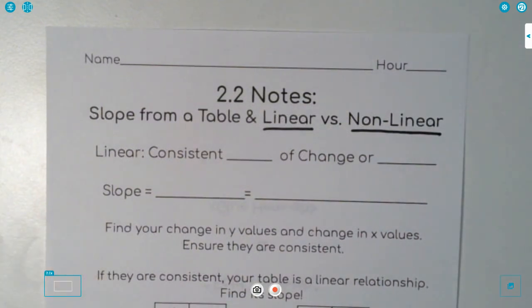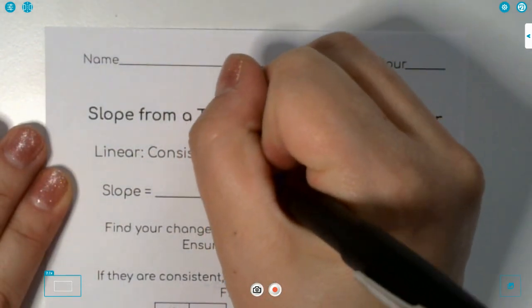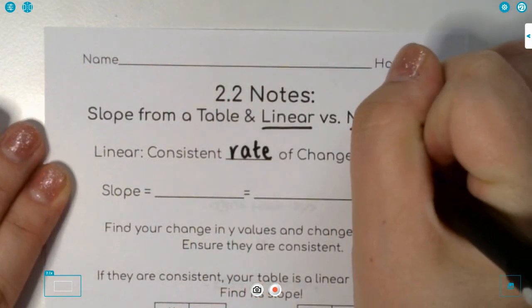So yesterday I gave you a graph, and it was very obvious that there was a straight line on it because you could see it. Today, we're going to be looking at whether or not relationships in these tables are even linear in the first place. So a linear relationship has a consistent rate of change, or slope.